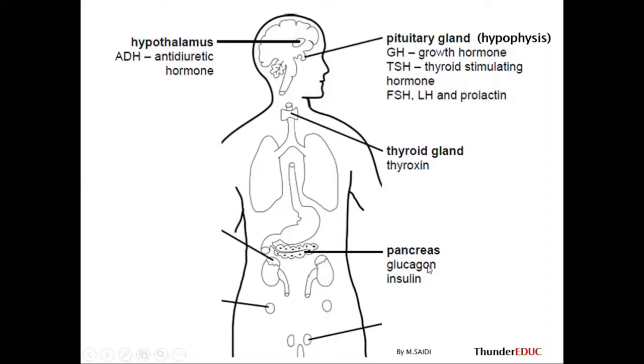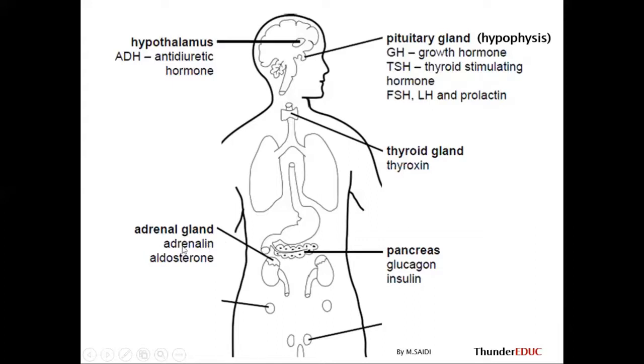Don't confuse glucagon and glycogen. The substrate which is being acted upon is glycogen and glucose. So please don't confuse this. The pancreas is found in the digestive system. This is the only gland which is both endocrine and exocrine. We can ask you that question: which gland is both endocrine and exocrine? It is the pancreas.